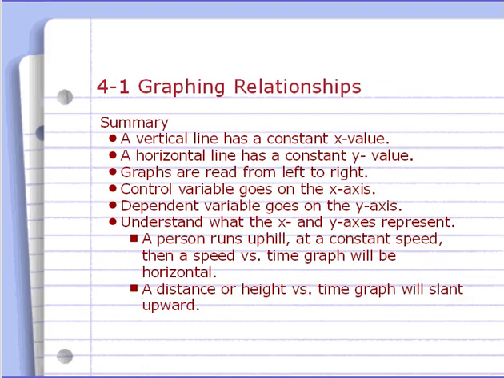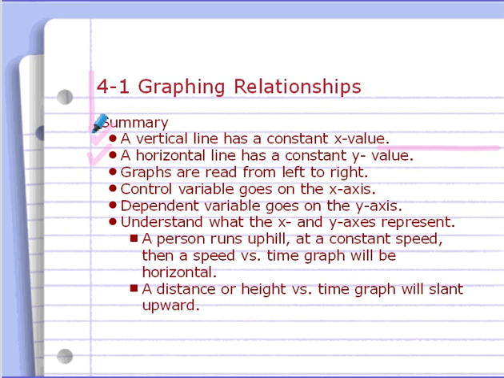So to summarize this lesson, when you have a vertical line, it's going to have a constant x value. That vertical line is going up and down. A horizontal line has a constant y value. It's like the lines here on the paper. That's horizontal, and this line here is going to be vertical.